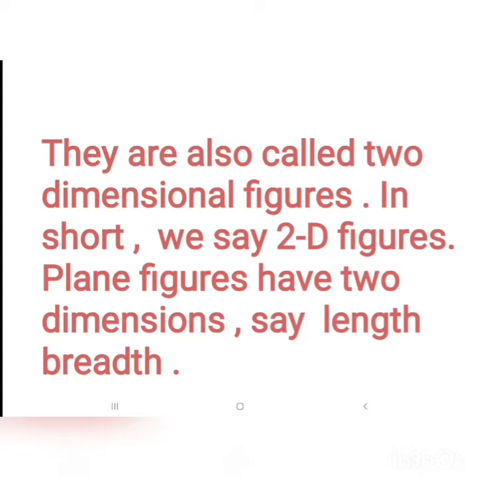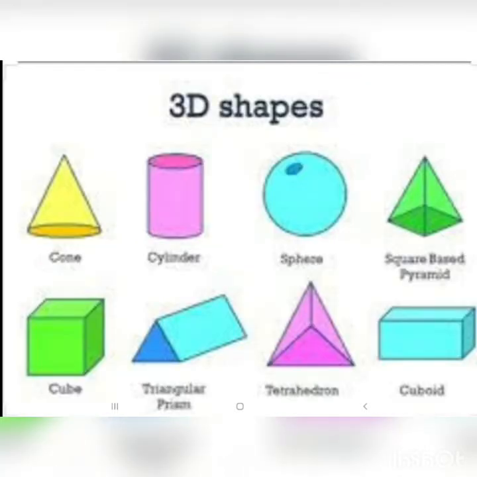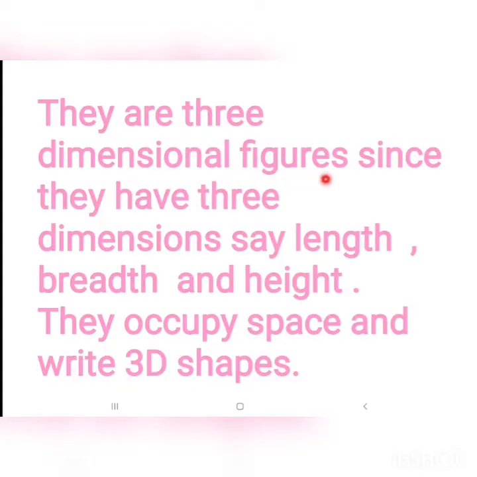So, what will be solid figures? Yes, 3D figures. These are 3D shapes: cone, cylinder, sphere, square based pyramid, cube, triangular prism, tetrahedron. Tetrahedron means triangular pyramid. Then cuboid. These are some examples of solid shapes. They are three-dimensional figures since they have three dimensions: length, breadth and height. Plane shapes have two dimensions, whereas solid shapes are measured in three different lengths, length, breadth and height, and also they occupy space.